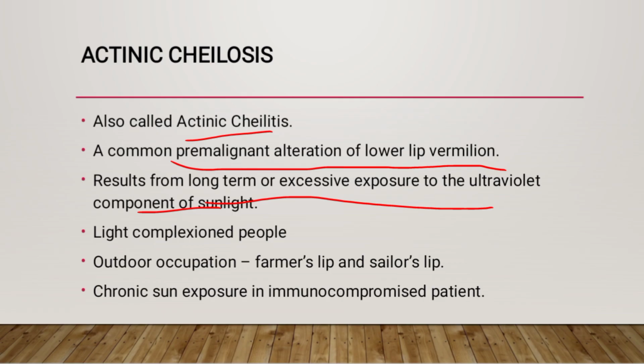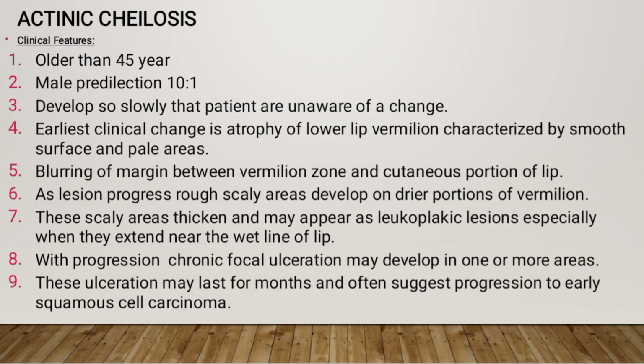It is more common in light-complexioned people, such as those with farmer's lips or sailor's lips, who are exposed to UV most of the time. Chronic sun exposure occurs in outdoor occupations, in light-complexioned people, or in immunocompromised patients. Patients are usually 50 plus, older, and it is more common in men because outdoor workers are mostly male. It develops slowly, as the patient is unaware of the changes.